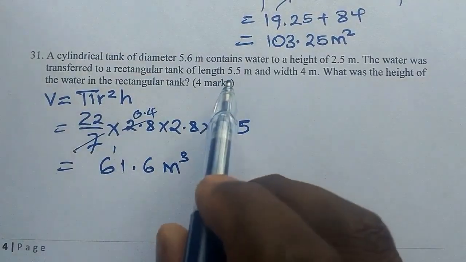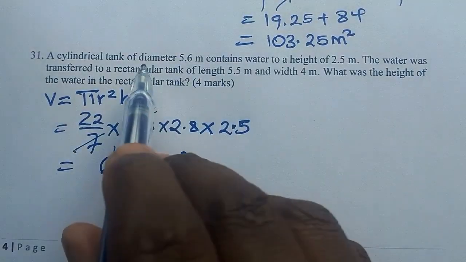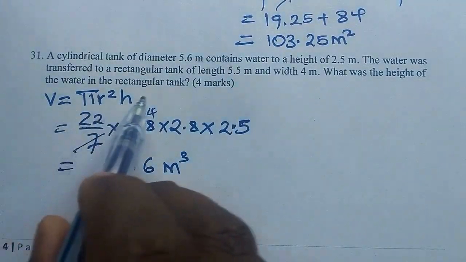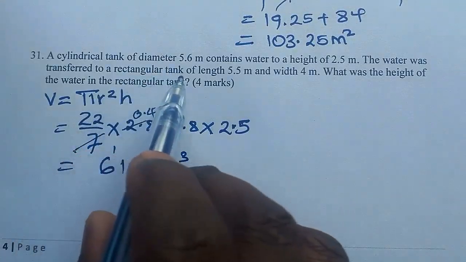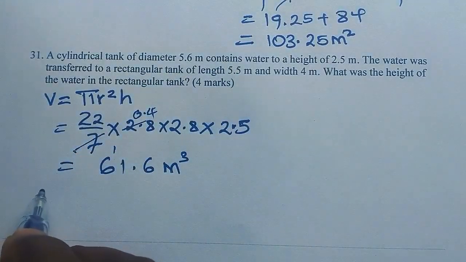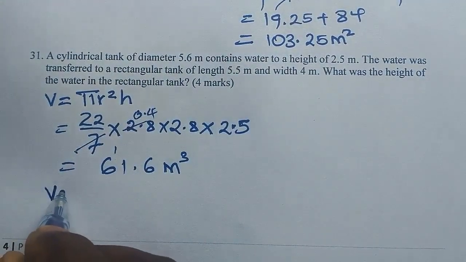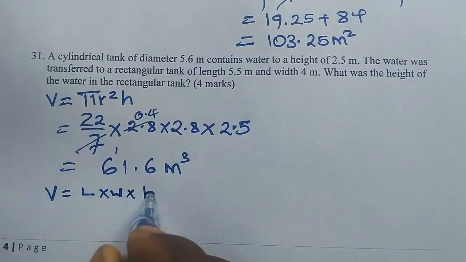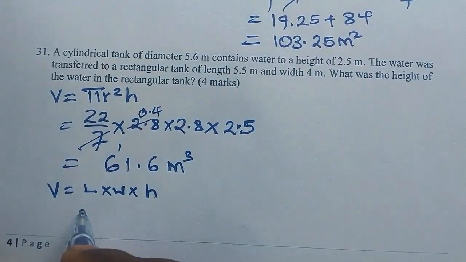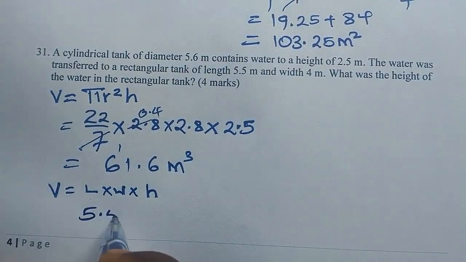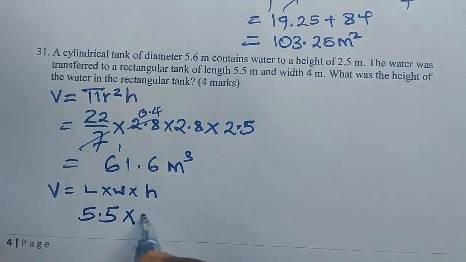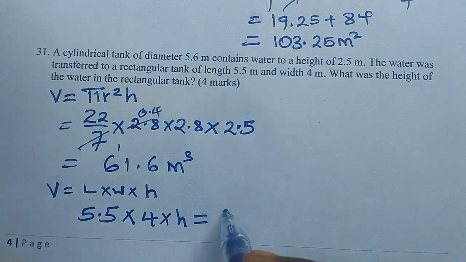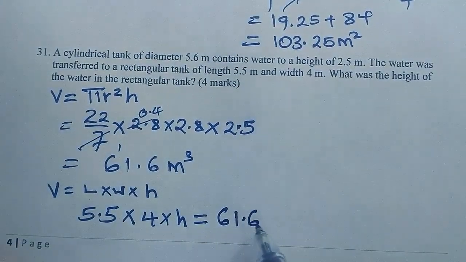Next, the volume in the cylindrical tank was transferred to this, so the volume is going to be the same. So the volume of the cylinder and the volume of the rectangular tank will be the same. The volume of a rectangle will be length times width times height. So the length is 5.5, times width, which is 4, times height, and this is going to be equal to the volume, which is 61.6.